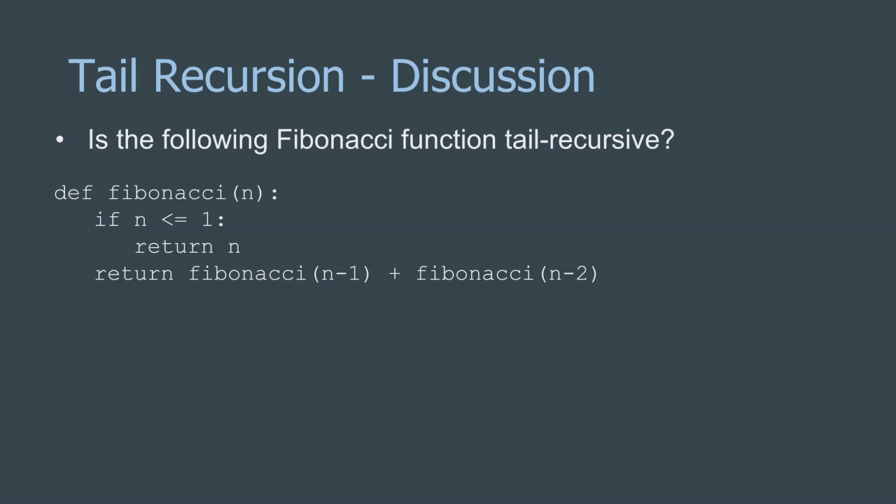Okay, so the answer is this is not a tail recursive function. Now, I could understand if you believed that this was tail recursive because literally the last thing in the function, the last characters of the function, are to call Fibonacci with n-2.